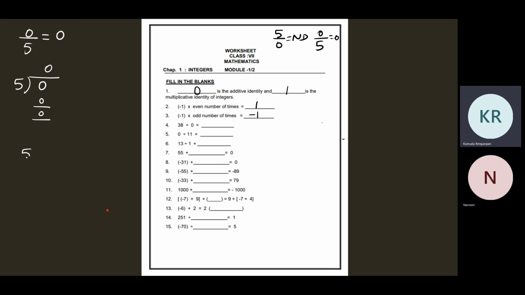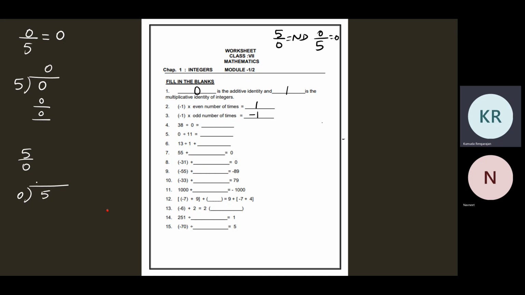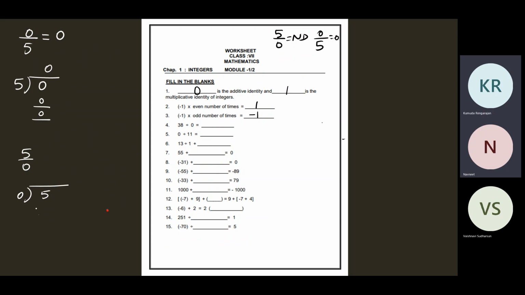But when you try to divide 5 by 0, 5 is the dividend. 0 is the divisor. Now 0 ones are 0. 0 twos are 0. 0 threes are 0. 0 fours are 0. So you cannot divide 5 by 0 because you cannot get close to 5 at all. Every time the product is 0. So this one is not defined. So remember that division by 0 is not defined.